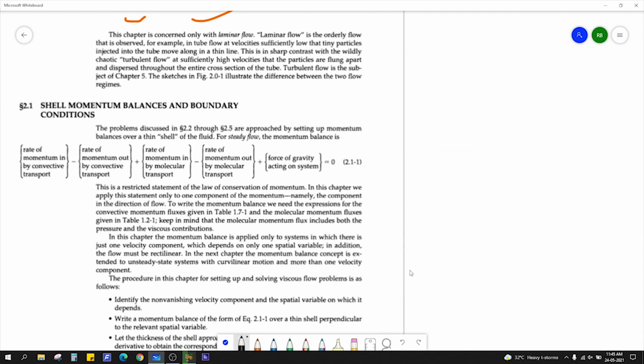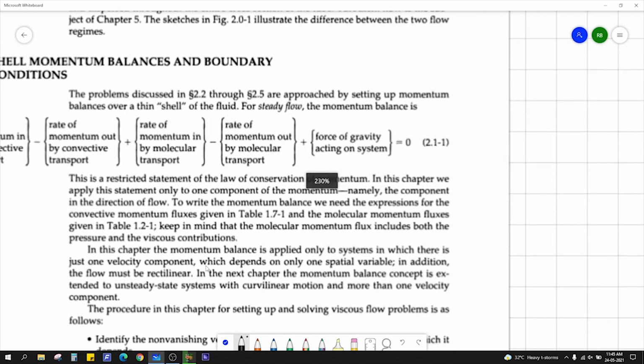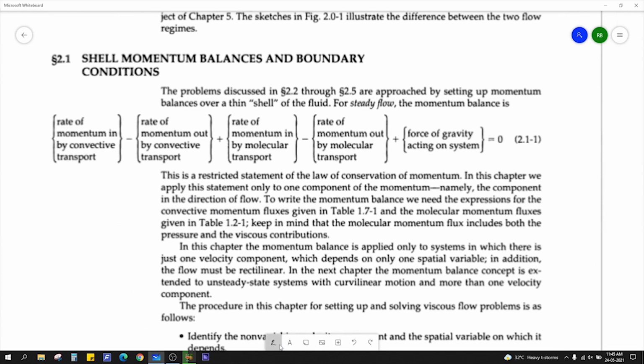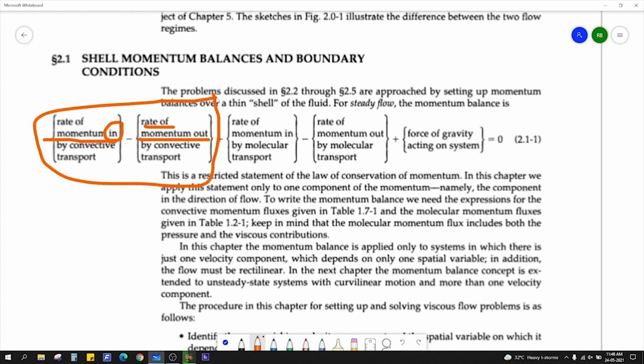Okay, so the basic general cell momentum balance equation is like this. Rate of momentum in. Okay, I told you in minus out, right? So rate of momentum in minus rate of momentum out, right? So if you consider this part, this is rate of momentum in minus rate of momentum out.